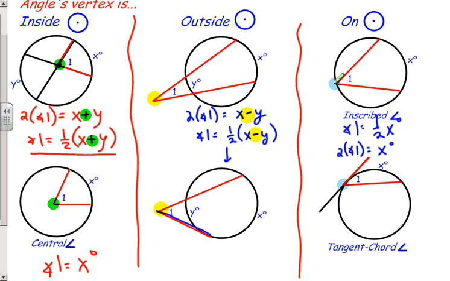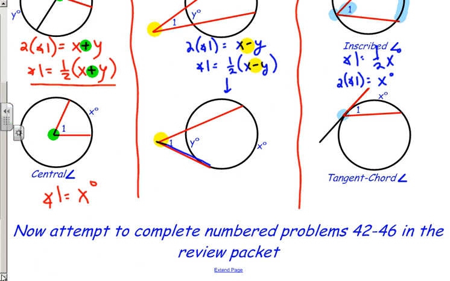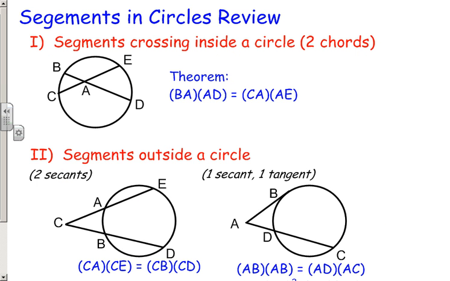But basically what it comes down to is that the arc here is always going to be twice as big as the angle. And that's the relationship there. Now that you've refreshed your memory over these formulas, you could try to attempt 42 through 46 in your packet. See if you can do those problems. The answers, again, are in the back of your review packet.